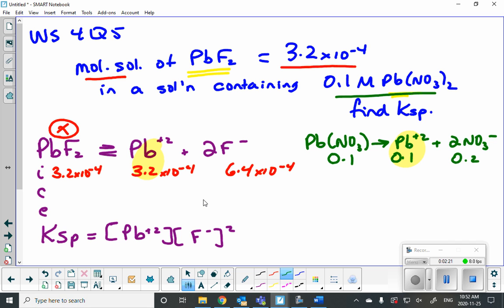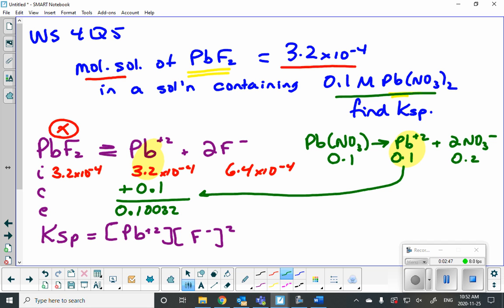So there's a change that happens, and the change is, in addition to the 3.2 times 10 to the minus 4 moles per liter of lead from the lead fluoride, I need to add 0.1 moles per liter. Now, these two values are reasonably close together. If I add them up, I'm going to get 0.10032. Now, we can round this right back off to 0.1 because significant digits would tell us that there are too many figures there. But if you wanted to carry it through, because it's so close together, you actually could carry it through at this point and then round off at the end.